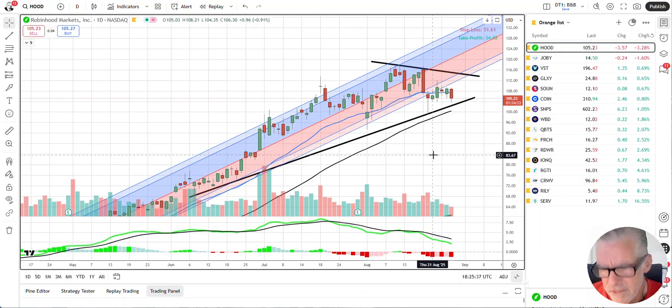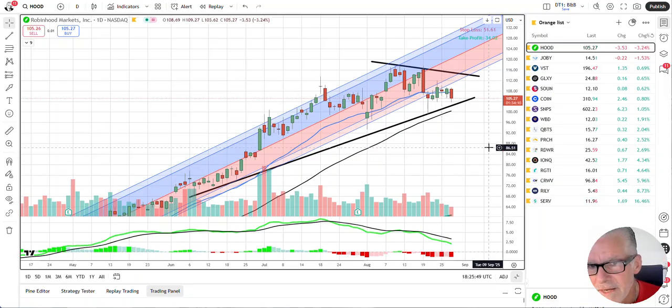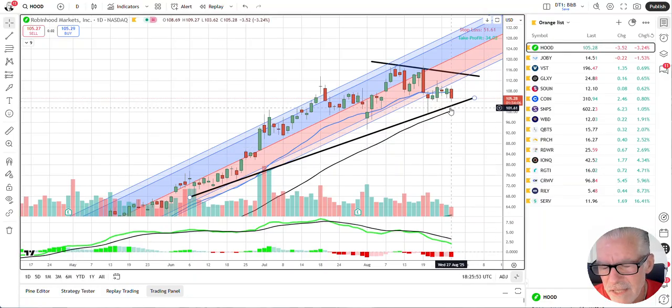And then the second part of the setup I like is that it's going sideways and consolidating, right? The range is getting tighter and tighter and tighter. The lows a little bit higher, the highs a little bit lower. And I like to buy in that kind of consolidation as close as possible to the supporting trend line. We got pretty close to it earlier today, and we're still pretty close to it. So I like Hood for all of those reasons.